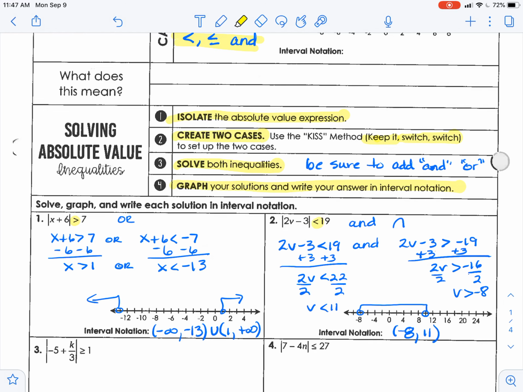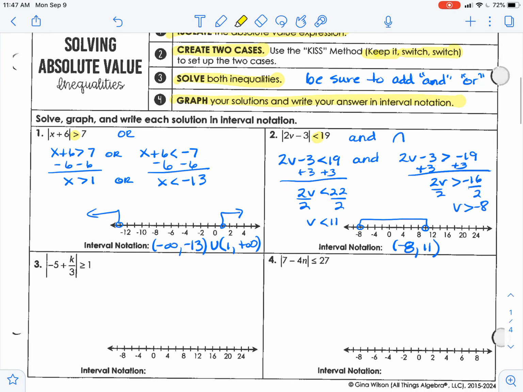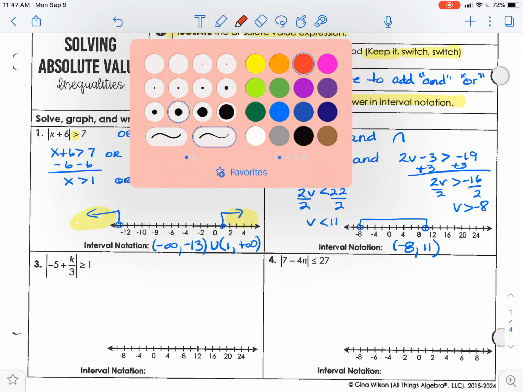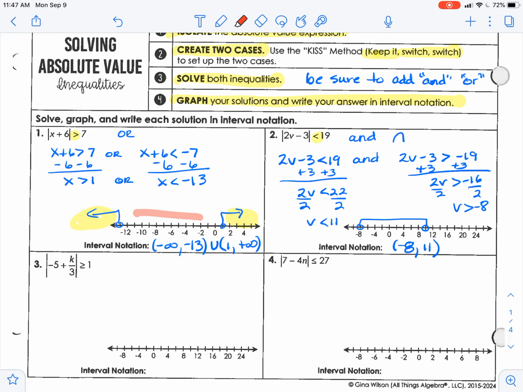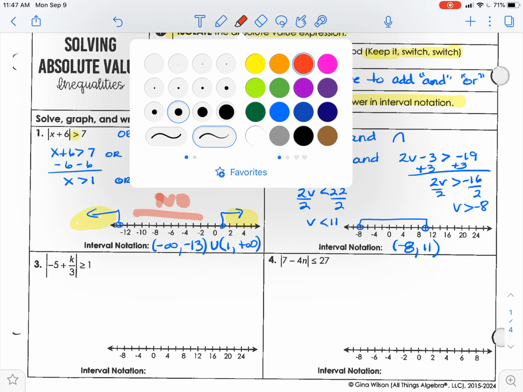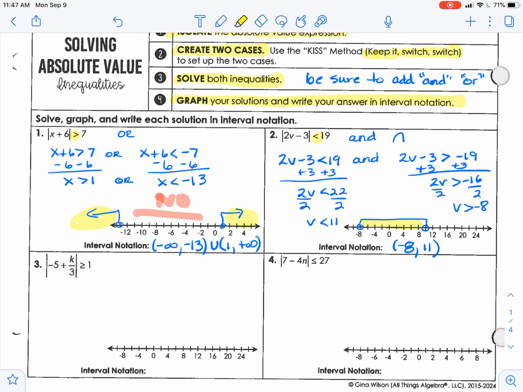Now, the other thing you could always do is check yourself, because if I pick anything over here, it better work. If I pick anything here, it better work. If I pick something in the middle here, it will not work. The same thing here. When I come to this one, anything that I pick that is in here should work. But anything that I pick, we'll use red again, that is outside here should not work.